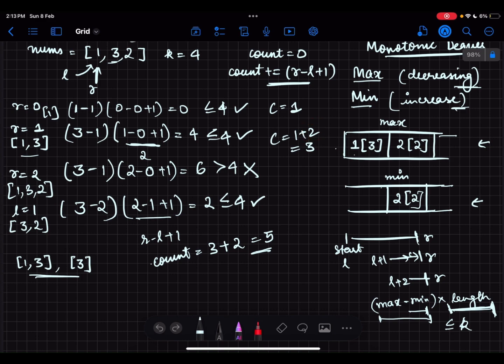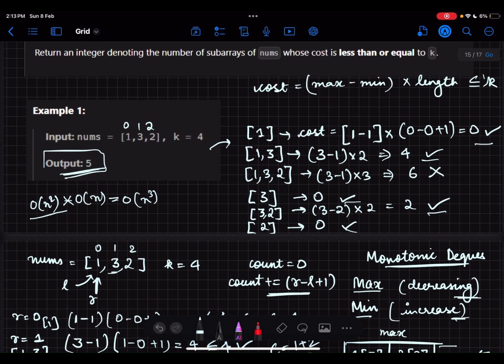For R is equal to 2, the cost is greater, and hence none of the substrings is valid, and hence we move L further. Now when we reach L is equal to 1, we find another substring 3, 2 to be valid. And again we add the length to the count, because keeping R constant and increasing the left, we get another substring 2. So the 5 possible answers are 1, 1, 3, 3, 3, 2 and 2, which is what we had discussed initially.